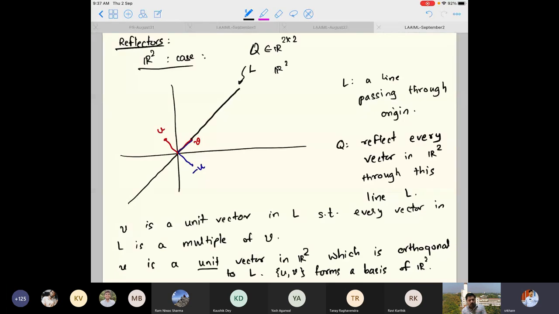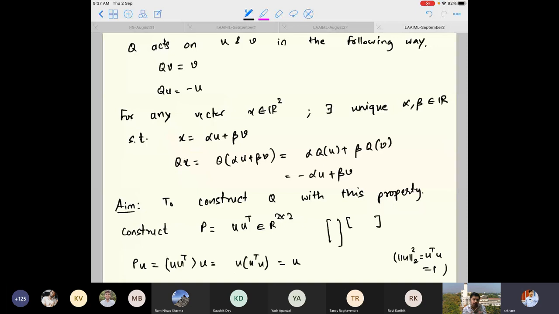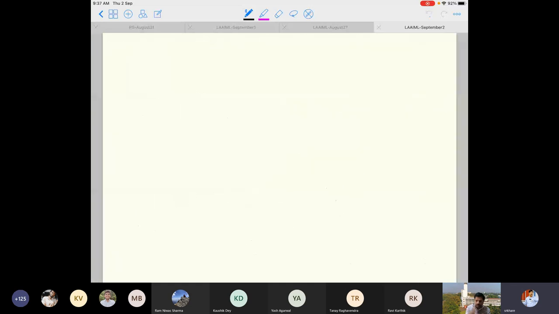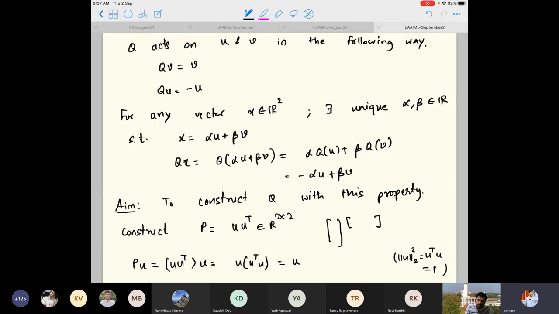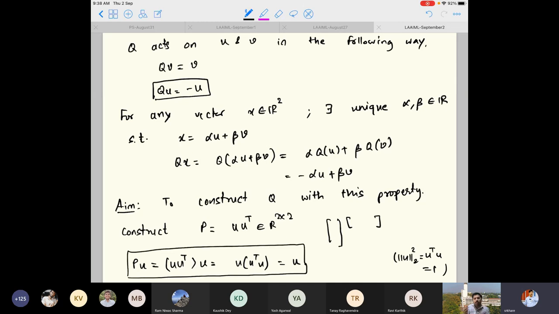What is Q doing? Q is not doing exactly that part. That's okay. But what is P doing to V? Q is sending U to minus U, and P is sending U to U. So except for the sign difference, P and Q are doing the same action on U.